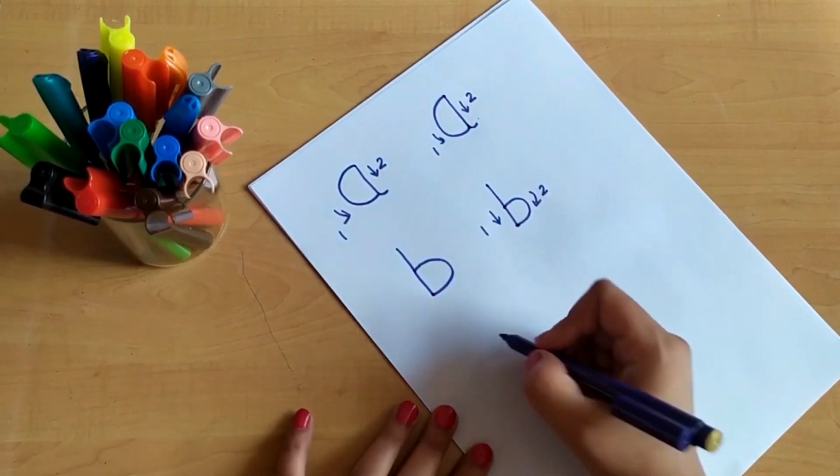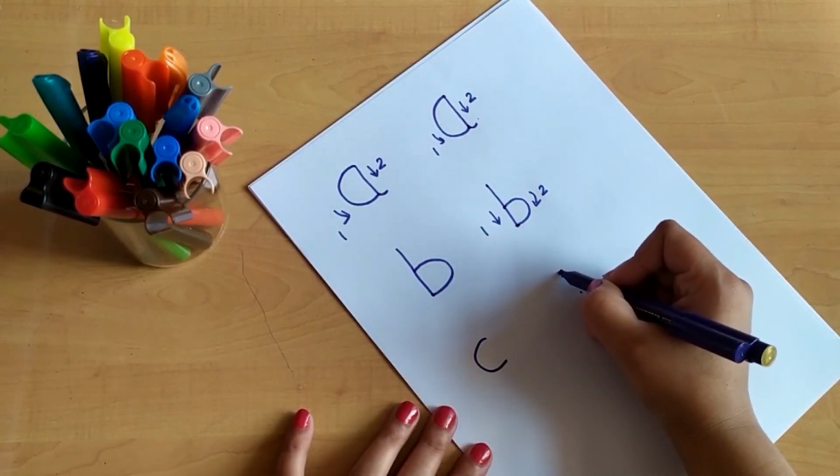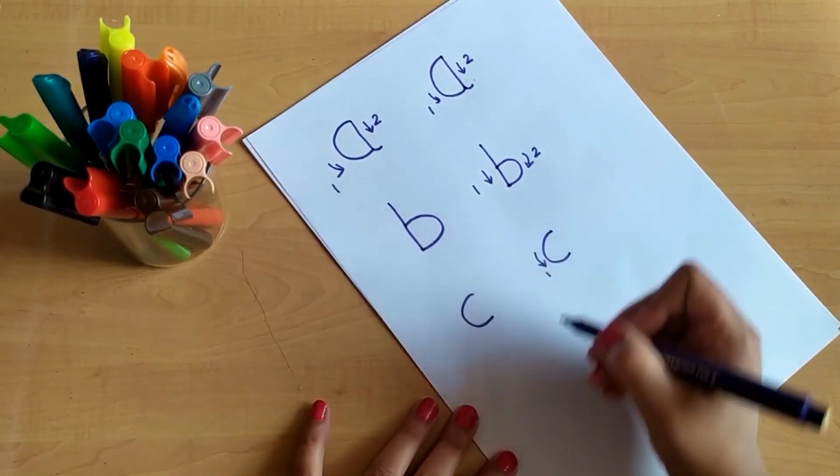Mark left curve. For C, mark two dots in the middle line. This is C. It will become in one step.